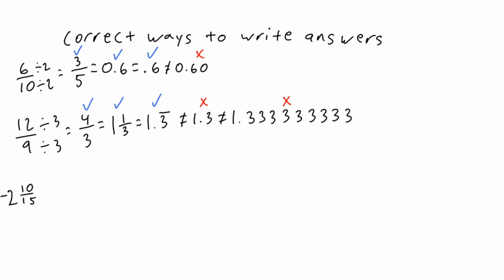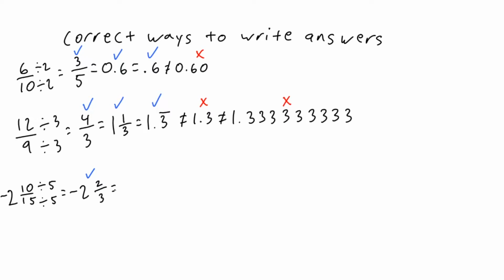Alright, let's say we have -2 and 10 over 15. So this one's a mixed number, but again, it's not reduced. 10 and 15 can both be divided by 5. So we divide them both by 5. And we get -2, because the -2 stays. It's just -2. That's not being divided. Only the fraction is. So 10 divided by 5 is 2, and 15 divided by 5 is 3. So -2 and 2/3. So this is a mixed number, so this is a correct way to write the answer.